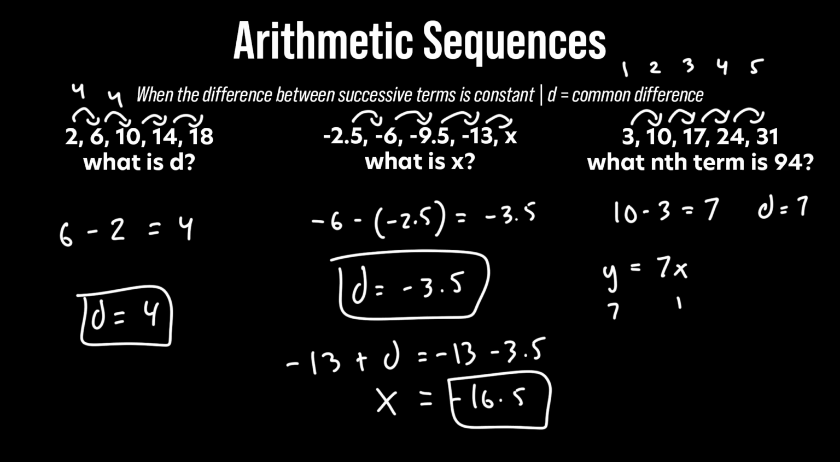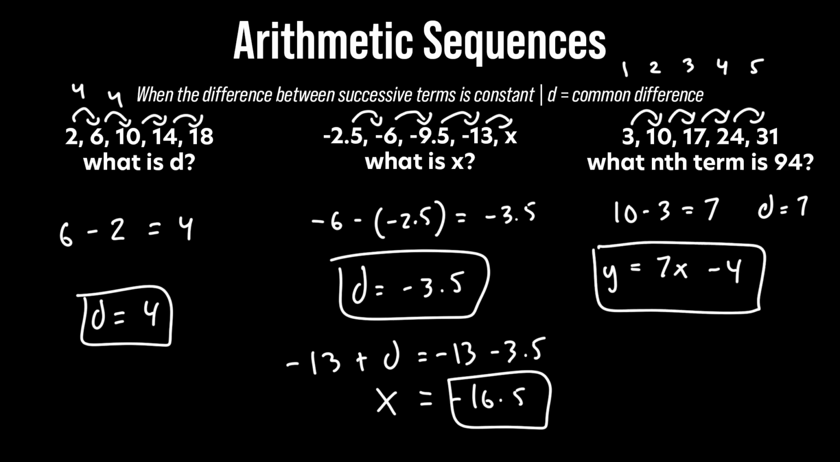Now, if we plugged in 1, so if the nth term equals 1, we should get 3, just like we have here. However, we get 7. So what we're going to do is we're going to subtract 4. Because if we plugged in 1, we'd get 7 minus 4, which is 3. And if we plug in 2, we'd get 14 minus 4, which is 10. And the second term is 10. Perfect. So we have an equation that accurately represents our sequence here.